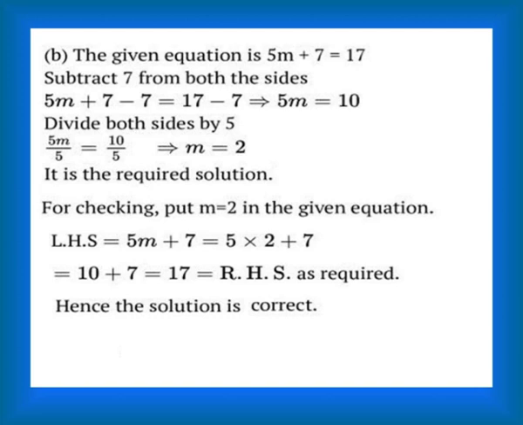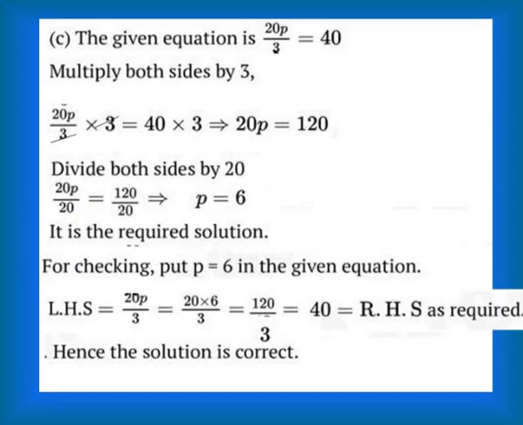Now it becomes 5m by 5, which is equal to 10 by 5. In LHS, 5 and 5 get cancelled and we get the variable m. Our RHS is 10 by 5, which is equal to 2. Thus we separated the variable and constant fully and it is our required solution, that is m is equal to 2. Now for checking, put m is equal to 2 in the given equation, that is 5 into 2 plus 7, that is 10 plus 7, that is 17. Our RHS is also 17, therefore our solution is correct.